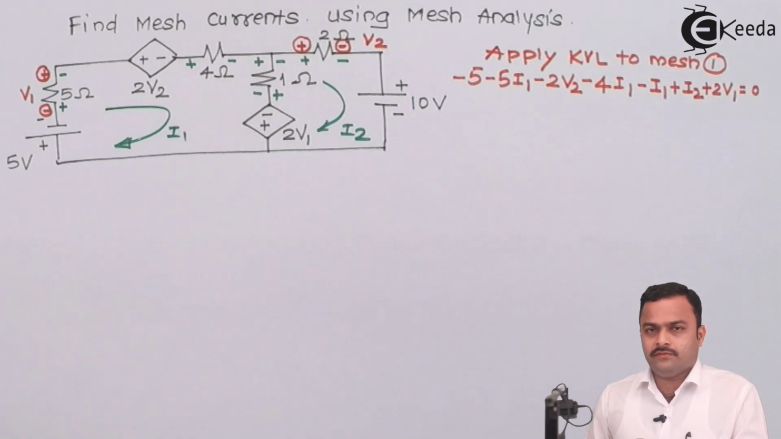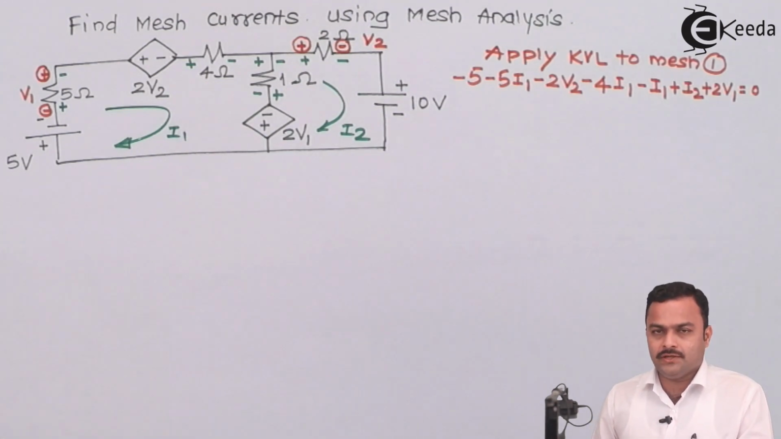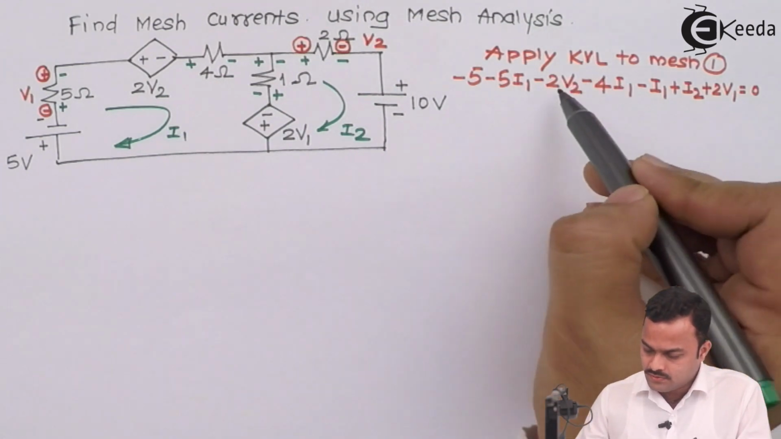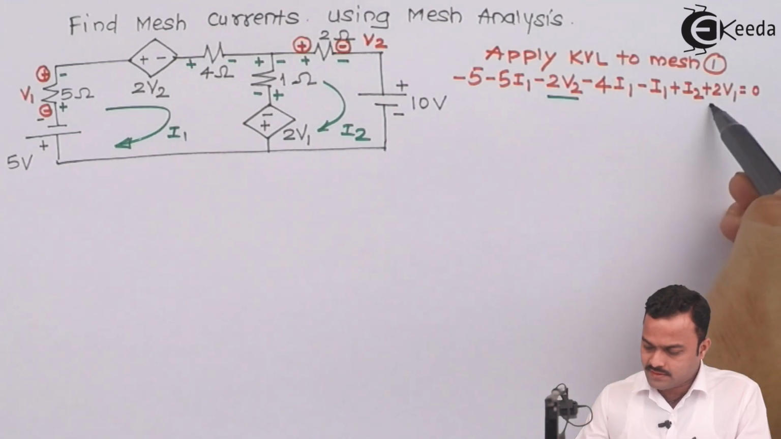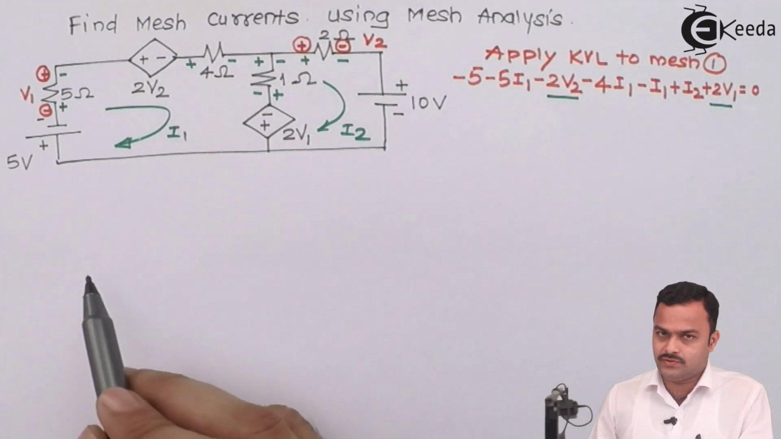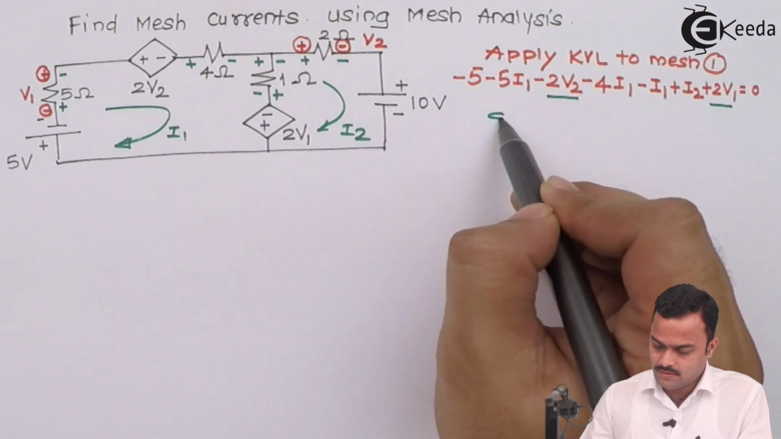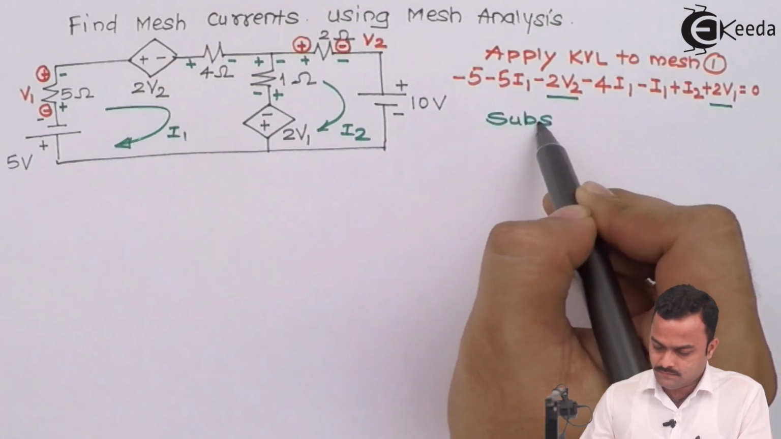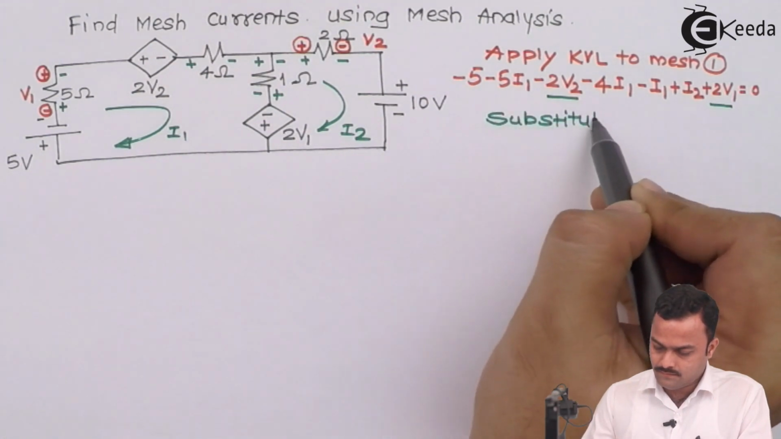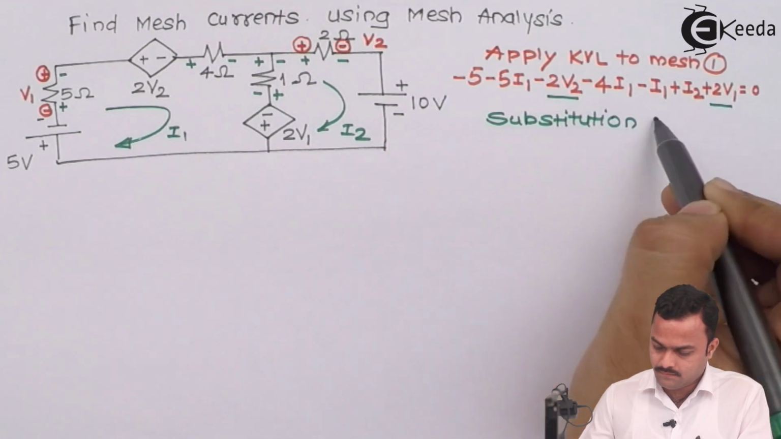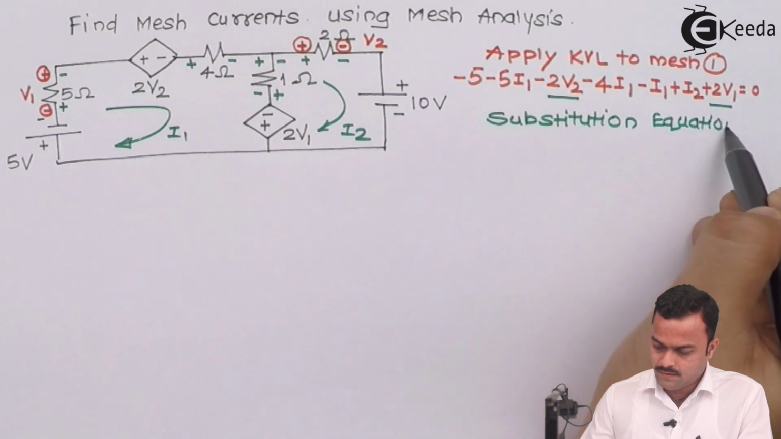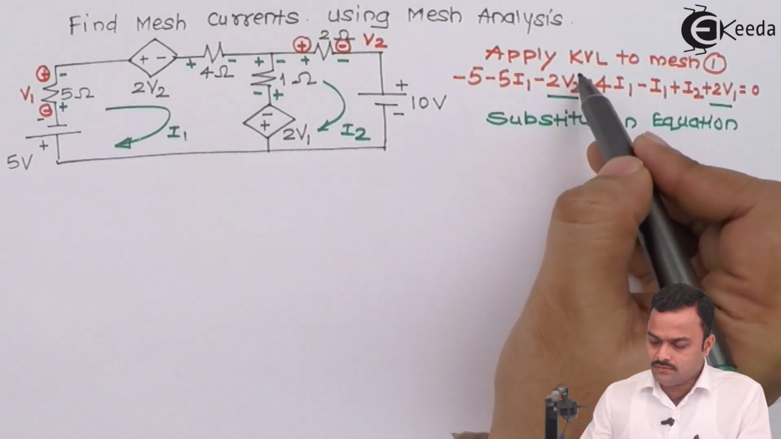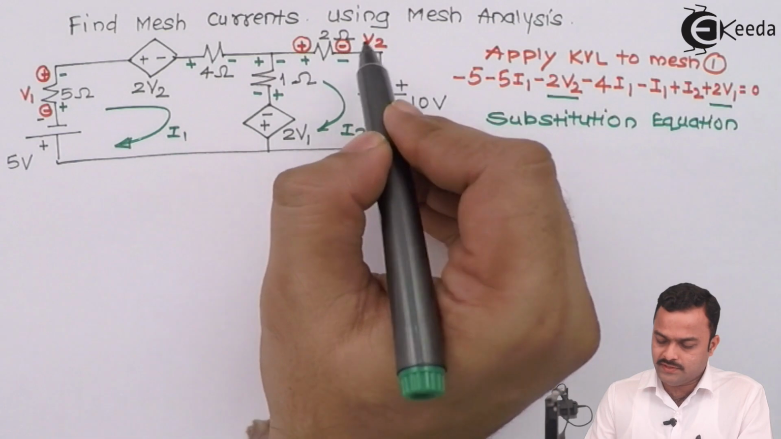In this equation, we have to make sure that we have only the variables I1 and I2, which are nothing but our loop currents. So this V2 is an extra variable, this V1 is an extra variable. We need a substitution equation for this.